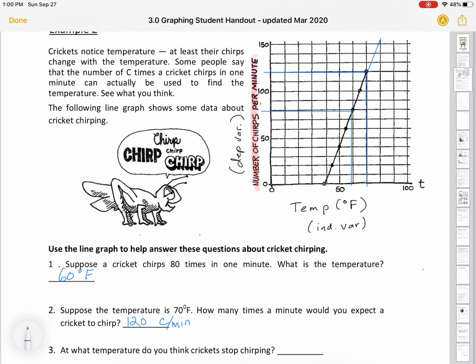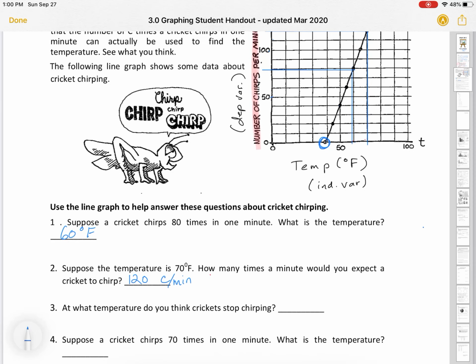At what temperature do you think crickets stop chirping? Well, down here at the bottom, we have 0 chirps. Now that is not quite 40. So I would say that's approximately, if I'm looking at that, approximately 38 degrees Fahrenheit. You might say 37, you might say 39. So we'll say approximately.